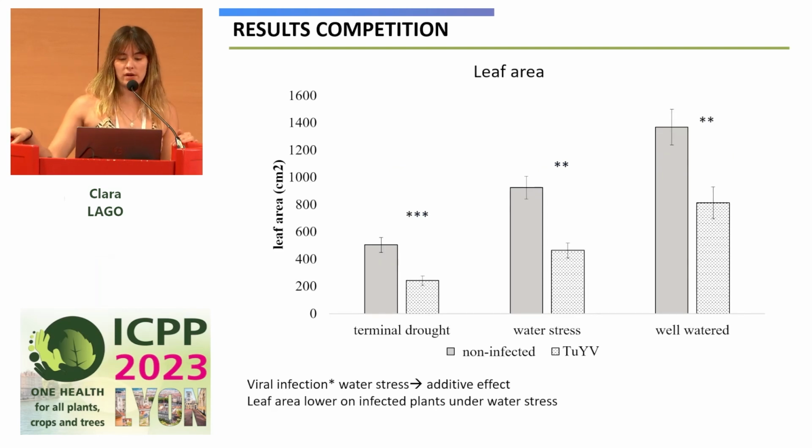Similar results were obtained for the leaf area. When the plants were infected, the leaf area was significantly lower compared to non-infected plants for the 3 water regimes. We observed that for non-infected plants, the leaf area was significantly lower under water stress conditions and terminal drought conditions compared to well-watered conditions, and the same for infected plants. And also the effect between virus infection and water stress is additive.